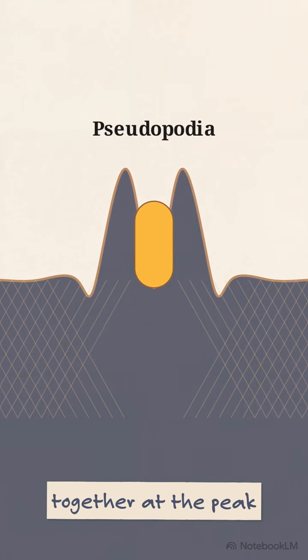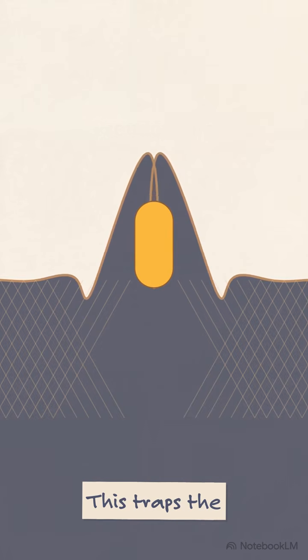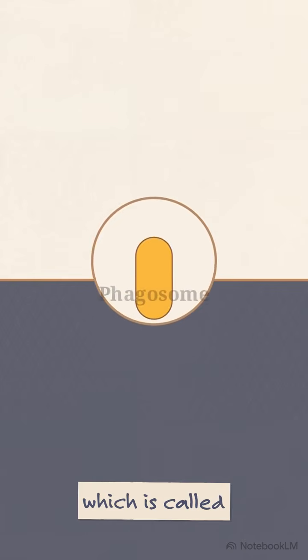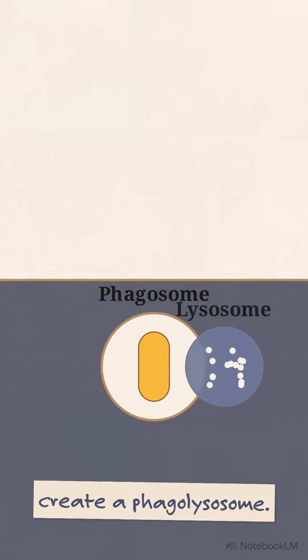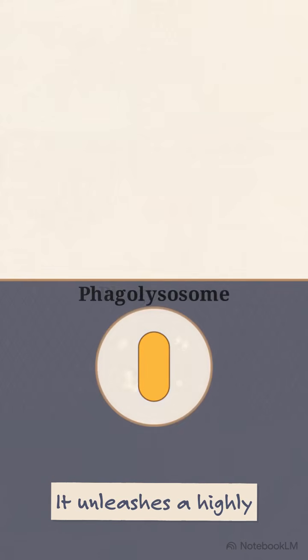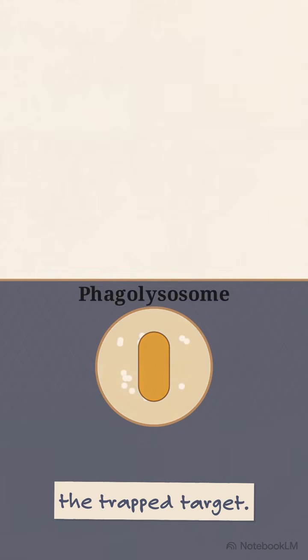The arms fuse together at the peak and pinch off. This traps the pathogen in a sealed internal bubble, which is called a phagosome. This bubble then fuses with an enzyme-filled pod to create a phagolysosome. It unleashes a highly acidic burst that actively dissolves the trapped target.